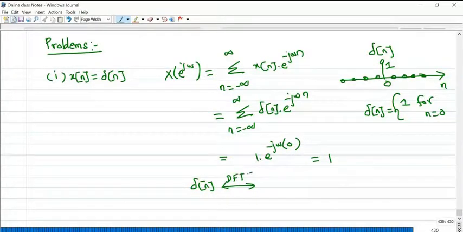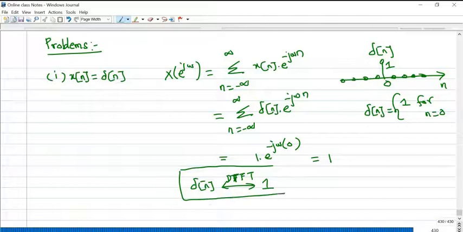DTFT result is 1. Or if we find the inverse DTFT of 1, the result is δ[n]. Please remember, this is one of the basic formulas of DTFT. Later we will be using this for analyzing LTI system difference equations.